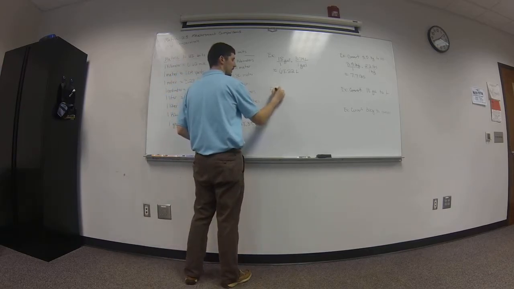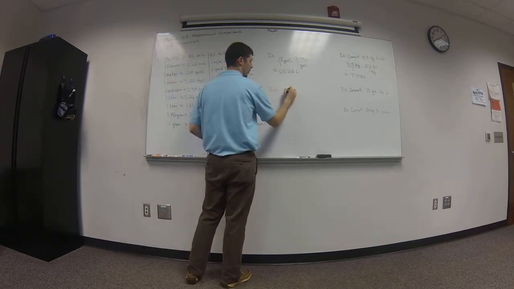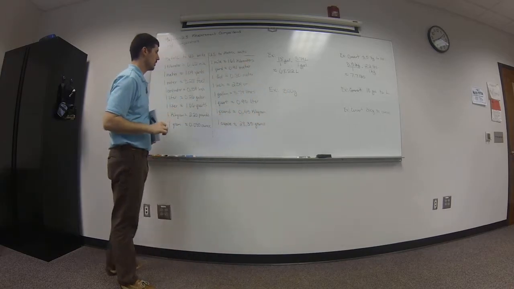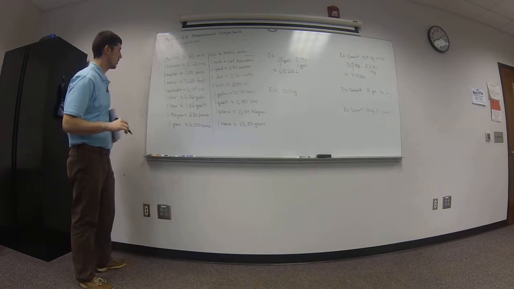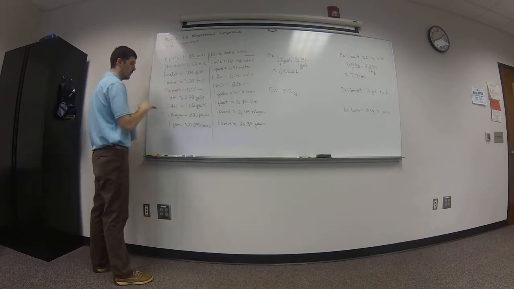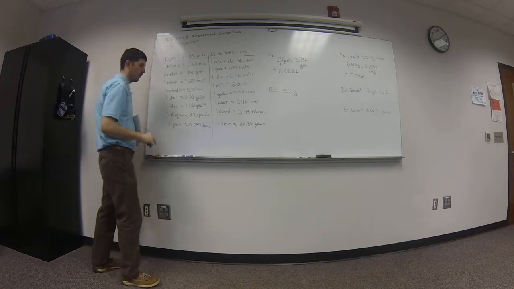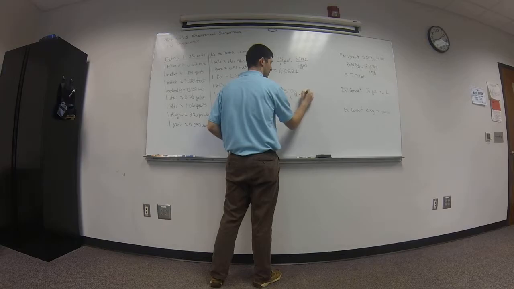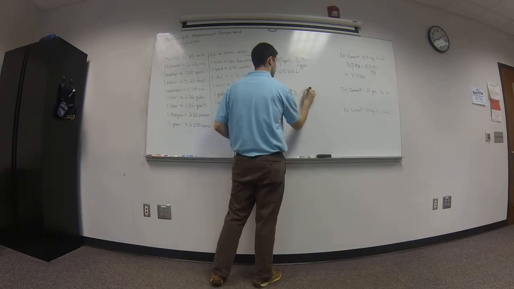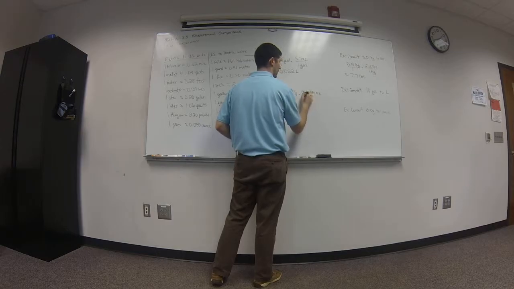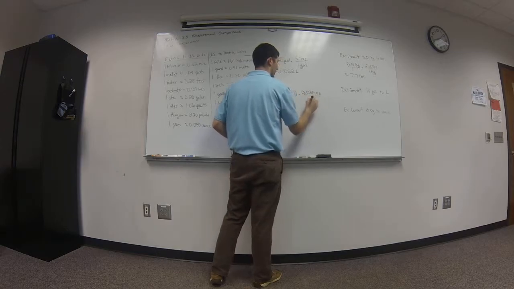All right, the last one there, we have 300 grams. We want to convert that to ounces. So let's see, grams to ounces. So we're going from a metric unit to a US unit. So 1 gram is 0.035 ounces. So times 0.035 ounces, and that is 1 gram.